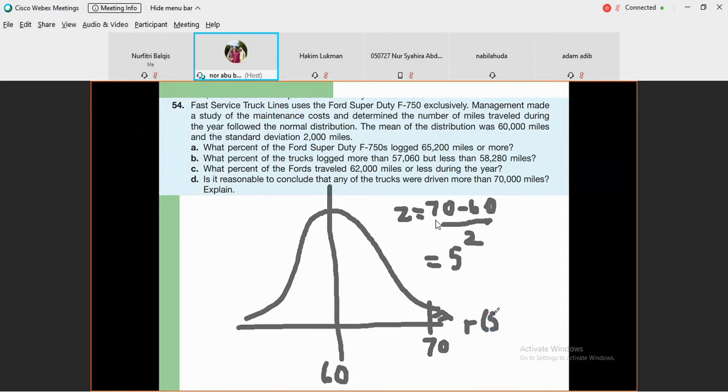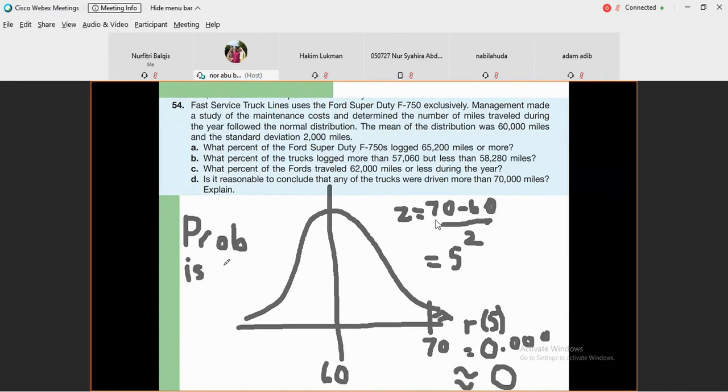So can you find R5? What is R5? Kosong. Okay, so this is like 0.000000 something lah. Okay, so that's why your calculator will give a value which is about 0. Okay, so apa maksud probability is 0? What does it mean?